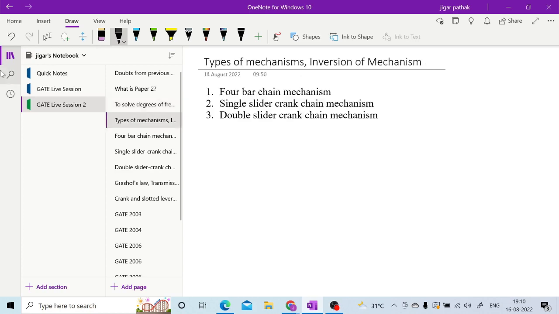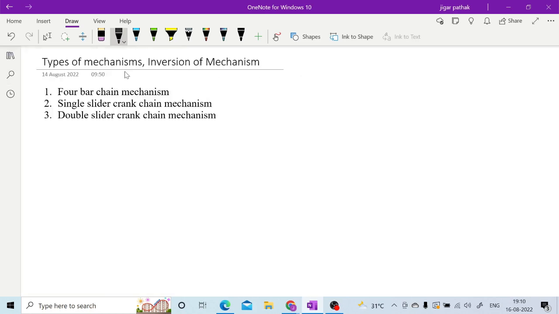Now let us move to the next topic, that is types of mechanisms. What is a mechanism? As we have discussed, whenever we have a kinematic chain and we fix one of the links of our kinematic chain, then we can consider it as a mechanism. The basic types of mechanisms are the 4-bar chain mechanism, single slider crank chain mechanism, and double slider crank chain mechanism. The first is the 4-bar chain mechanism.